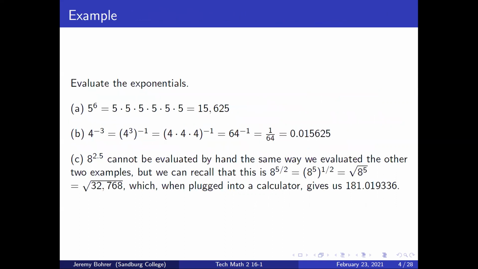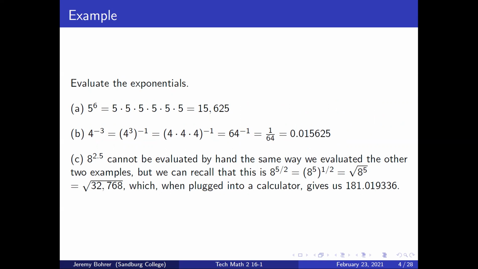Evaluate the exponentials. 5 to the 6th power equals 5 times 5 times 5 times 5 times 5 times 5, which is 15,625. 4 to the negative 3rd power is 4 to the 3rd to the negative 1st power, which is 4 times 4 times 4, all to the negative 1st power, which is 64 to the negative 1st power, which is 1 over 64, or 0.015625. That's 15,625 hundred-thousandths.